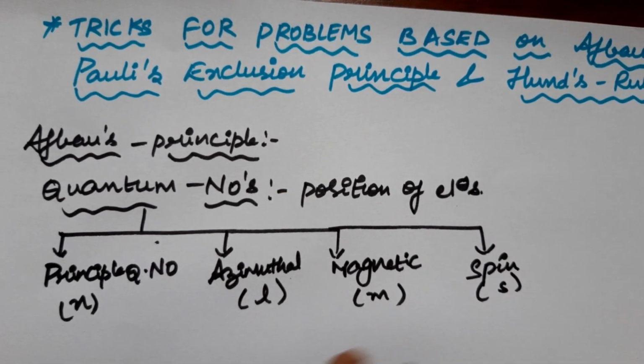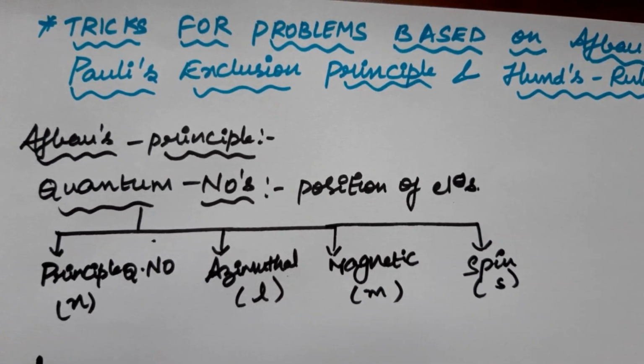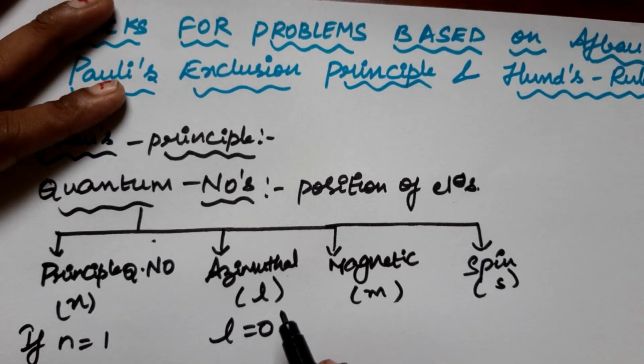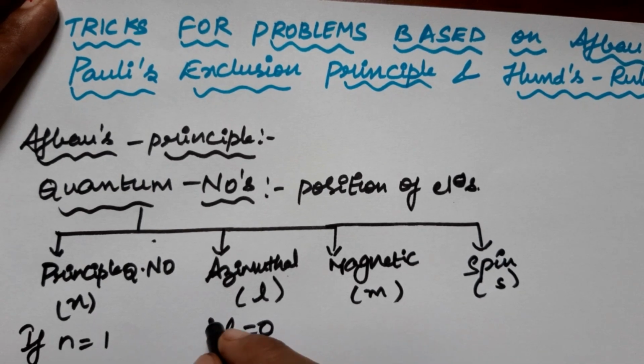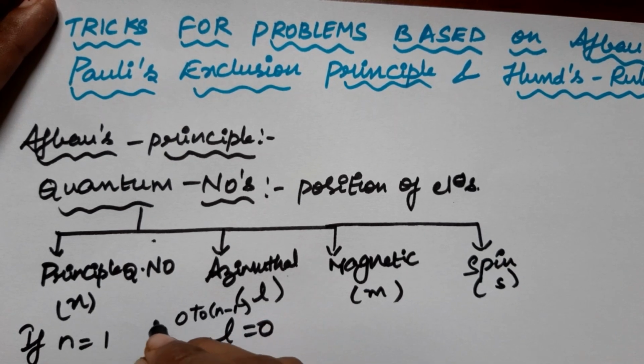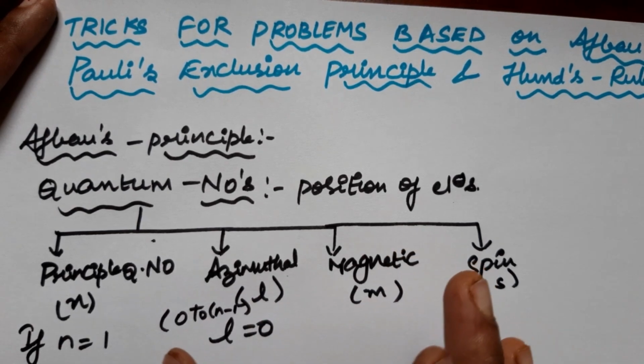Here I am not explaining the quantum numbers fully, only giving information at a glance. Here n is nothing but the number of orbits or shells. If n is equal to 1, then l is equal to 0. How can you say this? Because the value of l is from 0 to n minus 1. Here l explains the shape of the orbital.